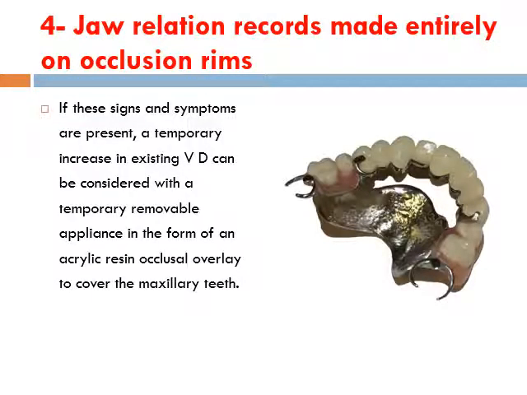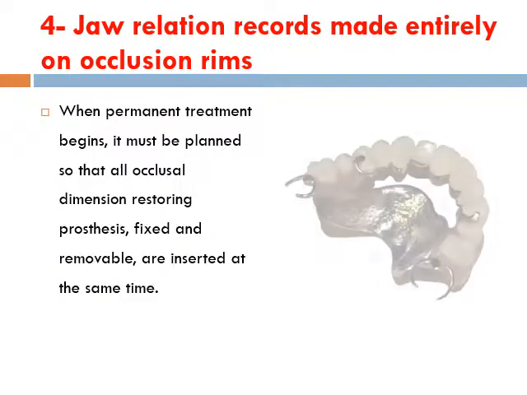If these signs and symptoms are present, a temporary increase in existing vertical dimension can be considered with a temporary movable appliance in the form of an acrylic resin occlusal overlay to cover the maxillary teeth. ده بالظبط ما نيجي نقول partial occlusal overlay. دي الحالات اللي احنا بنرفع فيها vertical dimension شوية في الحالات الخمسة أو الستة السابقة.